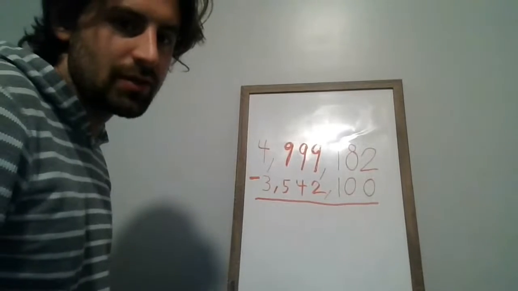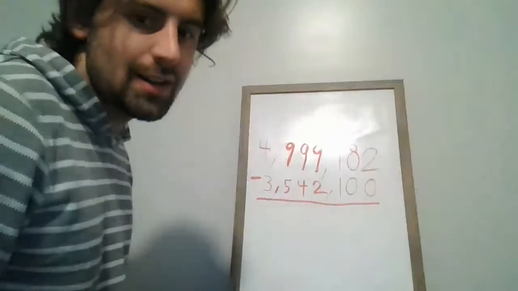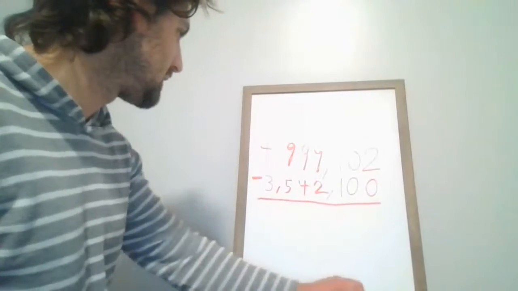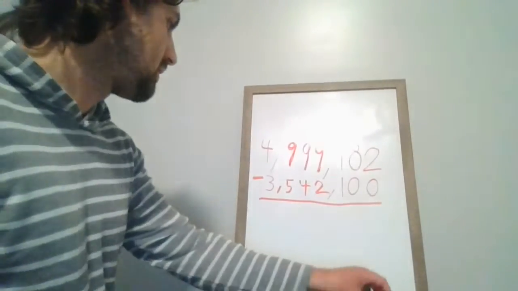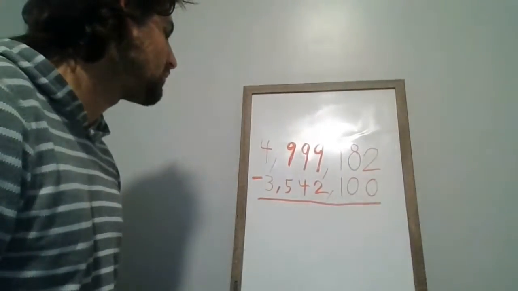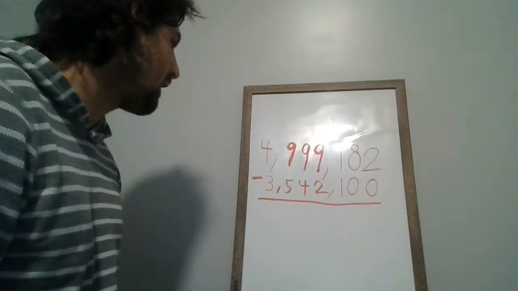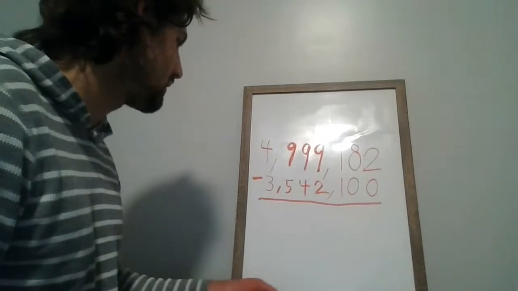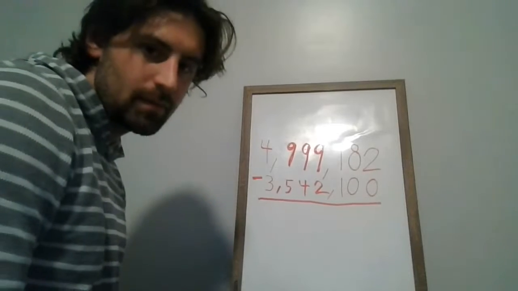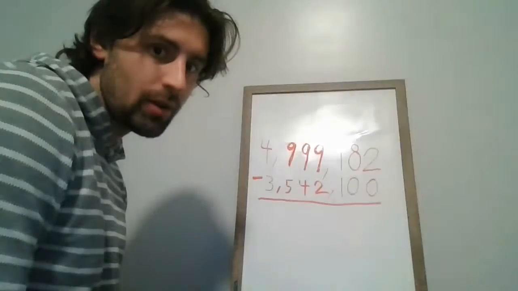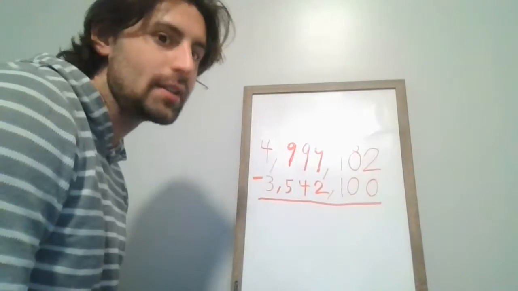Just making the numbers so you can see them a little easier there. All right. 4,999,182 minus 3,542,100. So again, I'm not subtracting a single number until I determine what needs to be regrouped.